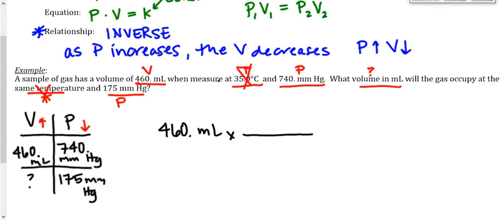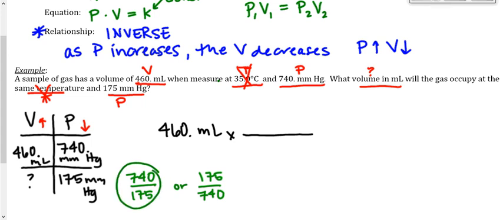So when I figure out my conversion factor, I have two choices. I can do 740 over 175, or I can do 175 over 740. And I have to think about what's going to make my volume, my 460, increase. Well, a fraction that's bigger than 1. This is the conversion factor I'm going to want to use. Another way to think about it is if I want my value to go up, I'm always going to put the bigger value on top. 740 is bigger than 175.